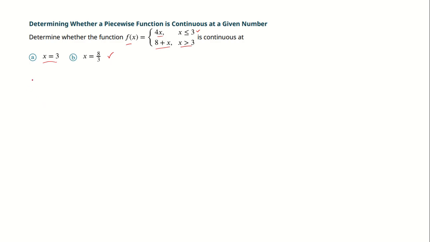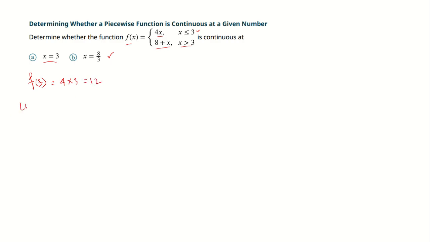Do you have paper in front of you? Then try to solve it. We must remember that we have to take three conditions. First one, f of 3, that is 4 times 3, so 12.